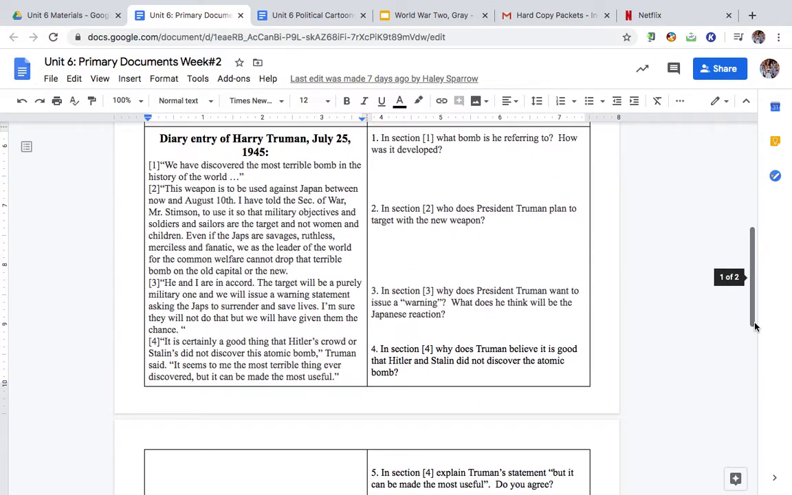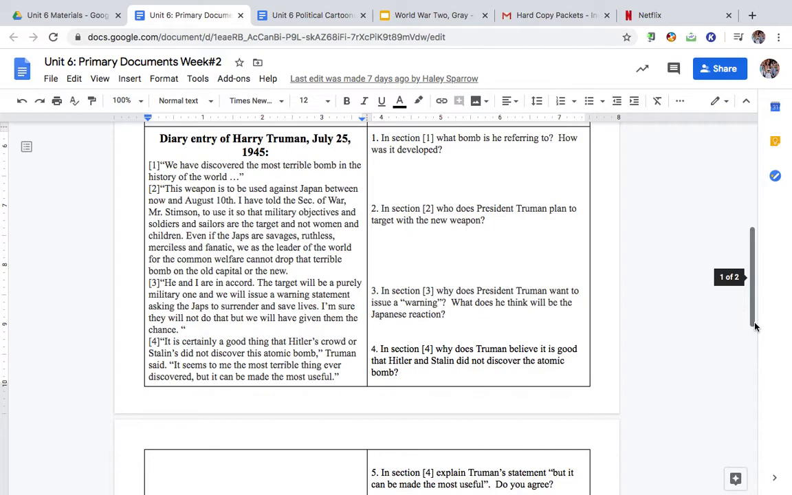Okay. Document 2 is the diary entry of Harry Truman on July 25th, 1945. We have discovered the most terrible bomb in the history of the world. This weapon is to be used against Japan between now and August 10th. I've told the Secretary of War, Mr. Stimson, to use it so that military objectives and soldiers and sailors are the target and not women and children. Even if the Japs are savages, ruthless, merciless, and fanatic, we as the leader of the world for the common welfare cannot drop that terrible bomb on the old capital or the new.